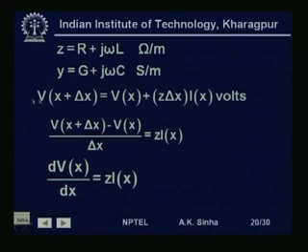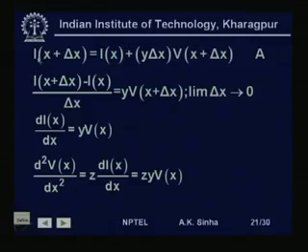Now, from this relationship of voltage at distance x plus delta x in terms of voltage at distance x, if we rearrange this, we get V(x plus delta x) minus V(x), divided by delta x. This delta x term we have taken on this side, and this V(x) we have taken on this side. So, this becomes negative, and delta x comes in the denominator. So, V(x plus delta x) minus V(x) divided by delta x is equal to z into I(x). Now, if we take the limit with delta x tending to 0, then we can write this as dV(x) by dx is equal to z I(x). That is, the derivative of voltage at x will be equal to z into I at x.